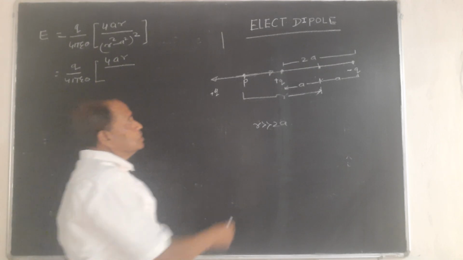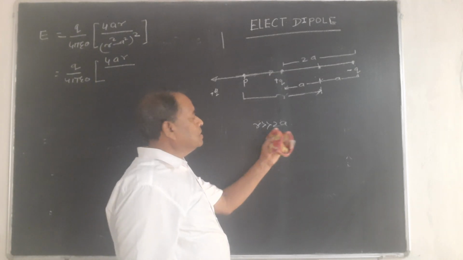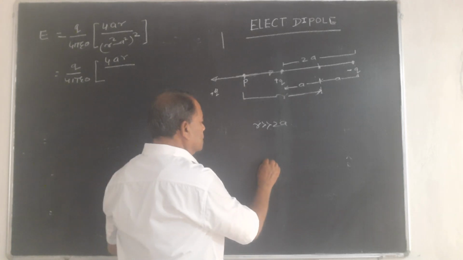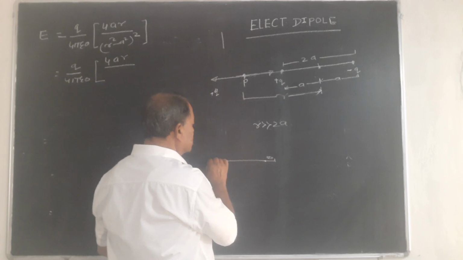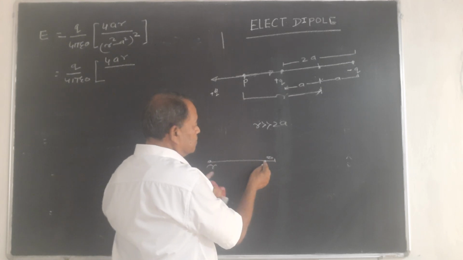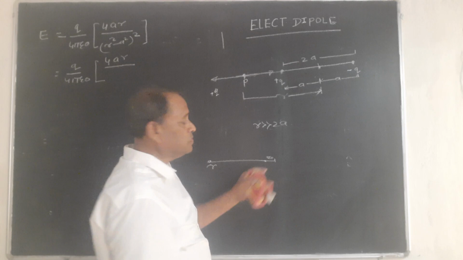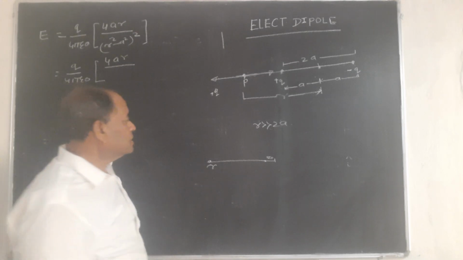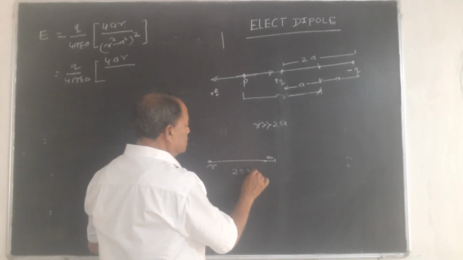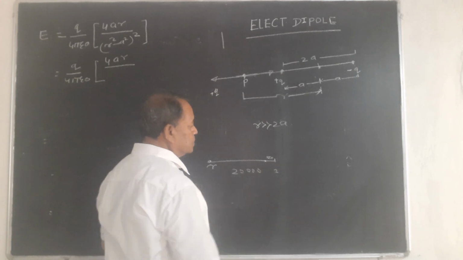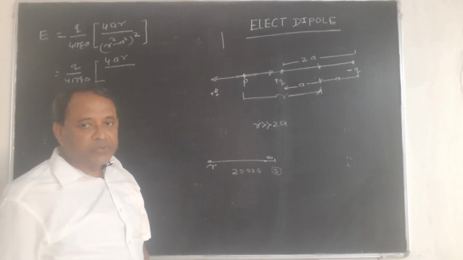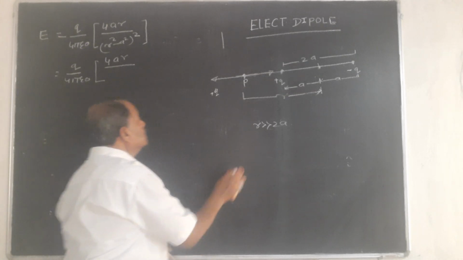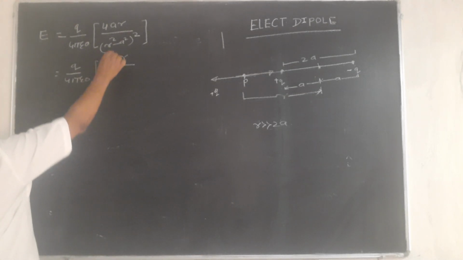This quantity is very much larger than 2a. This is the 2a, and this point is at distance r. So this distance compared to this distance is very much greater. It is just like 20,000 and 2 rupees. So we neglect this; we take only 20,000. Similarly, we can neglect this one.